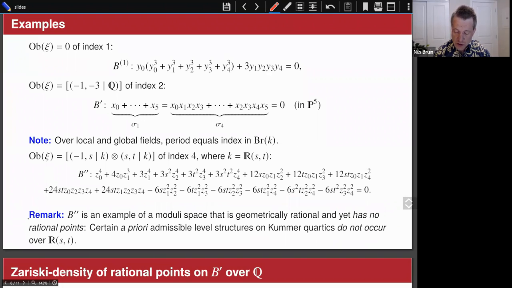So it shows that certain a priori admissible level structures on Kummer quartics do not actually occur over R((s))((t)). And that's just because it ends up being measured by the fact that you have this obstruction of index 4.